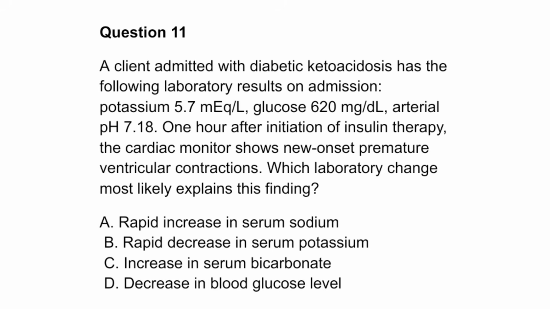Potassium 5.7 milliequivalents per liter, glucose 620 milligrams per deciliter, arterial pH 7.18. 1 hour after initiation of insulin therapy, the cardiac monitor shows new onset premature ventricular contractions. Which laboratory change most likely explains this finding?